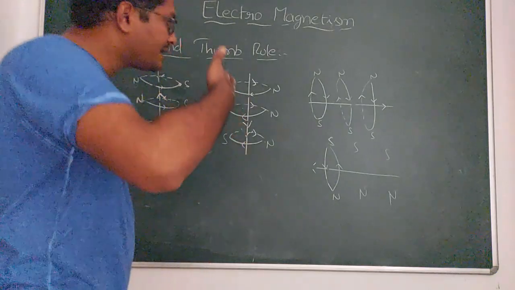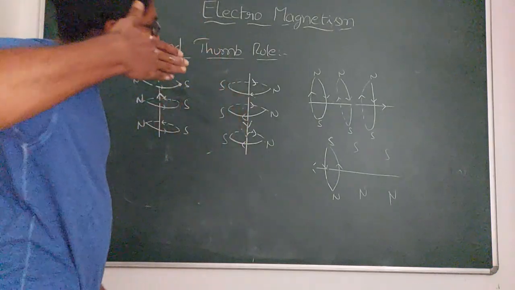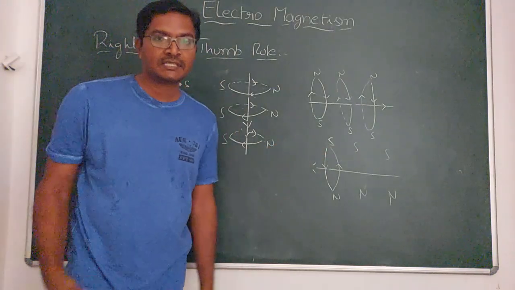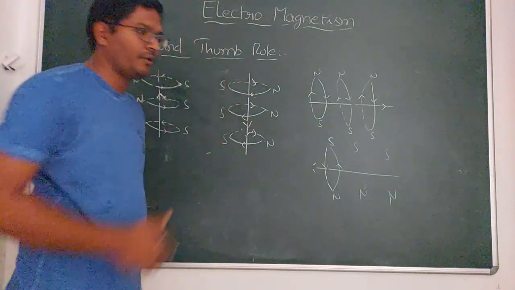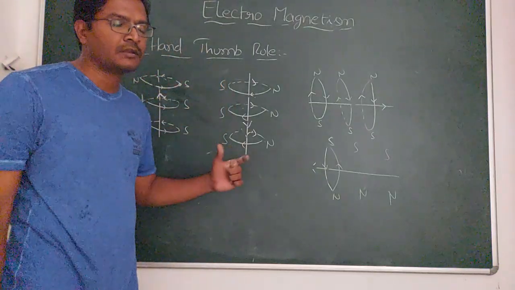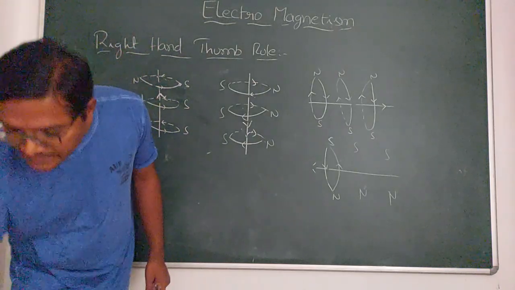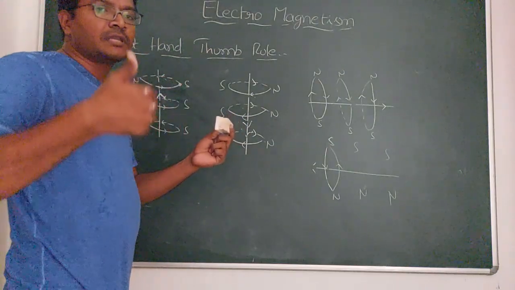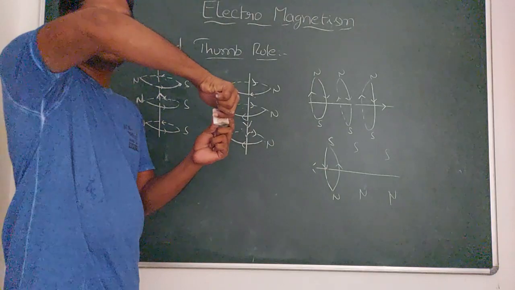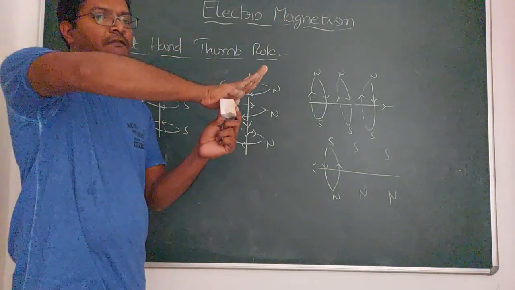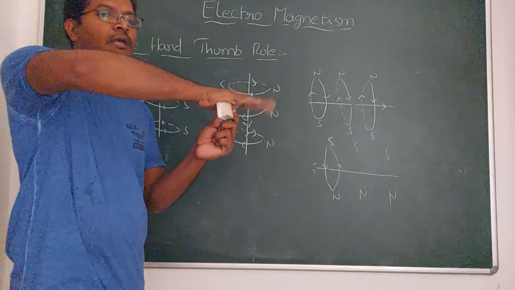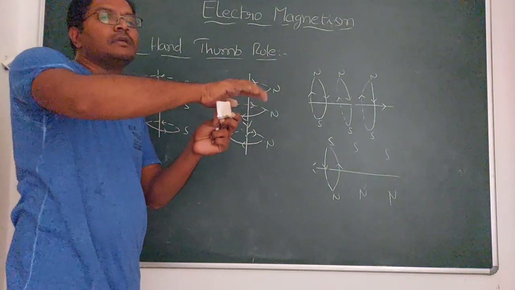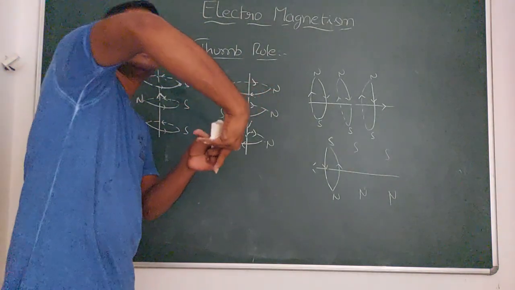Suppose the current is moving into the board. This is the y direction, the x direction, and there is another axis, which is the z direction. If the current is moving into the board, then where is the north pole and where is the south pole? The thumb shows the direction of the current, then curl your fingers. Here the fingers enter, and here they come out, so this side is the south pole and here is the north pole.